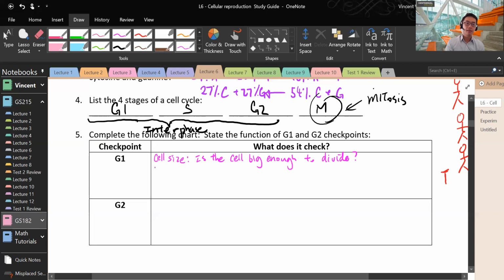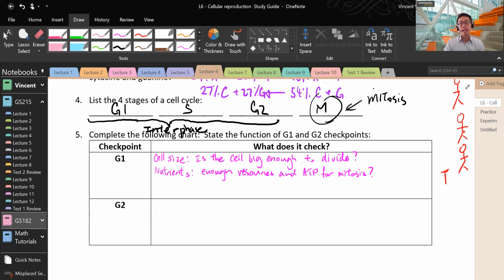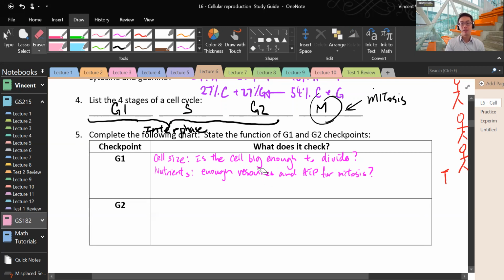Okay, another thing that it checks is nutrients, for example. Right? Are there enough resources, right? And perhaps ATP for mitosis. Okay, it's a very energy demanding process. You got to move those chromosomes around. You got to copy the DNA. Do we have enough nucleotides, right? Do we have enough ATP to drive this process? Right? If the cell is poorly nourished, maybe it's not a good time to divide.